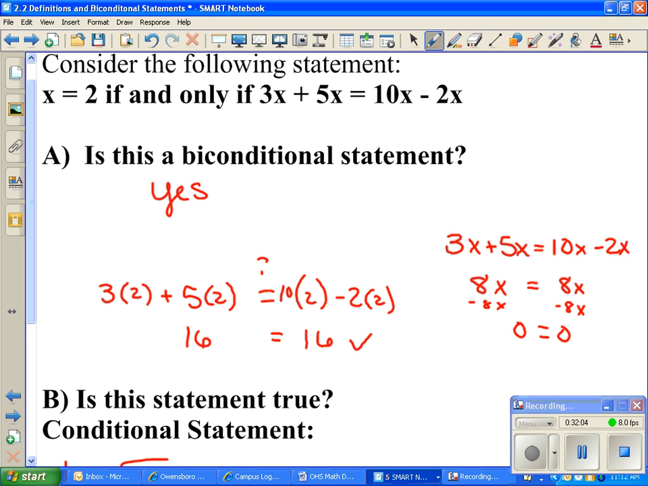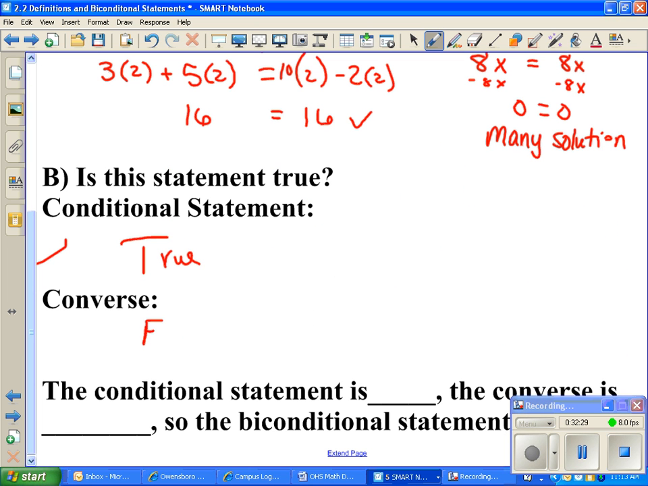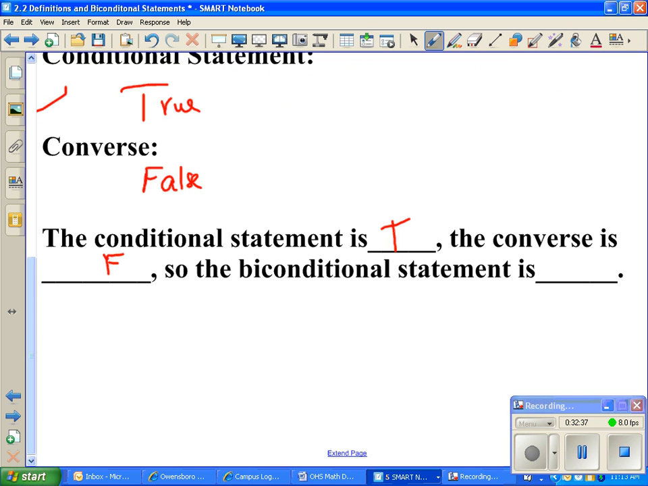Okay, there is a solution to this. It's called many solutions. So do I get x equals 2? No, because x equals 2 means that's the only solution you can get. Here, I can get any solution. So this part is actually false. The conditional statement is true, but the converse is false. So the whole thing is false, because they both have to be true in order for it to be a true statement.